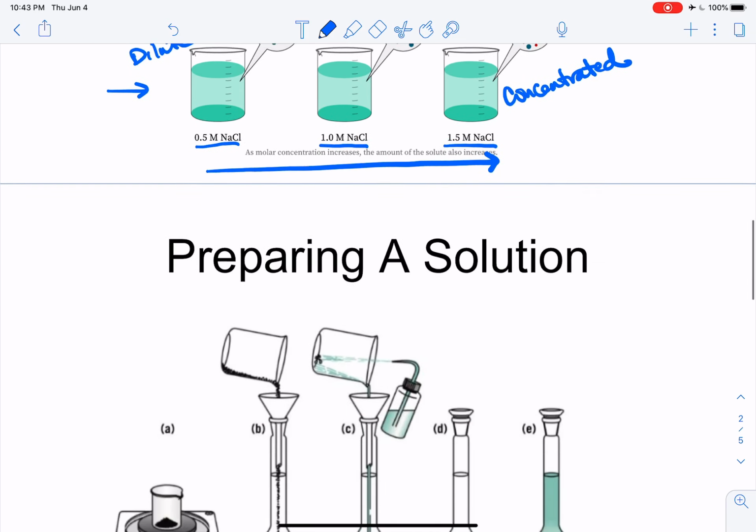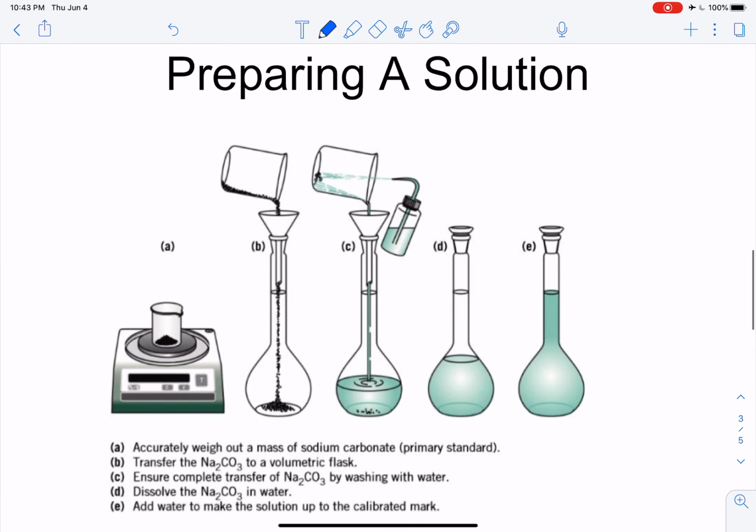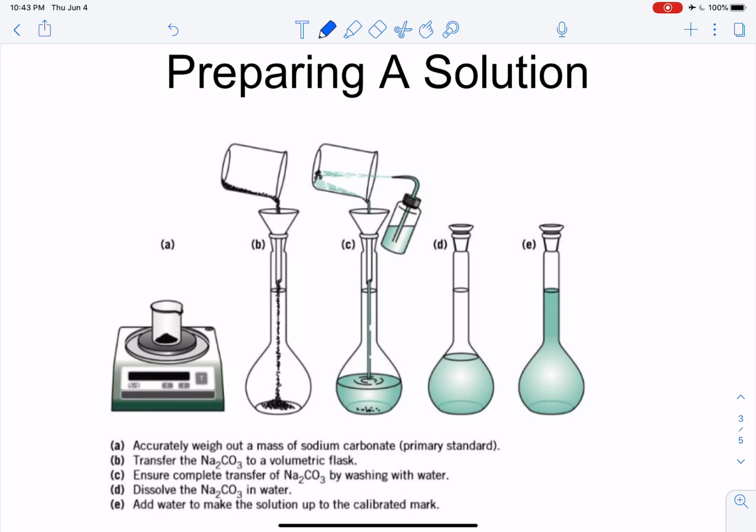All right, so how do we prepare a solution in the lab? Well, what you would do is a calculation to figure out how much of your solute you'd need to measure out. And I'll show you guys how to do that calculation in a little bit. But we're going to measure out a certain amount of our solute on the balance, and then we're going to go ahead and pour it into this funny looking flask thing. This is called a volumetric flask.